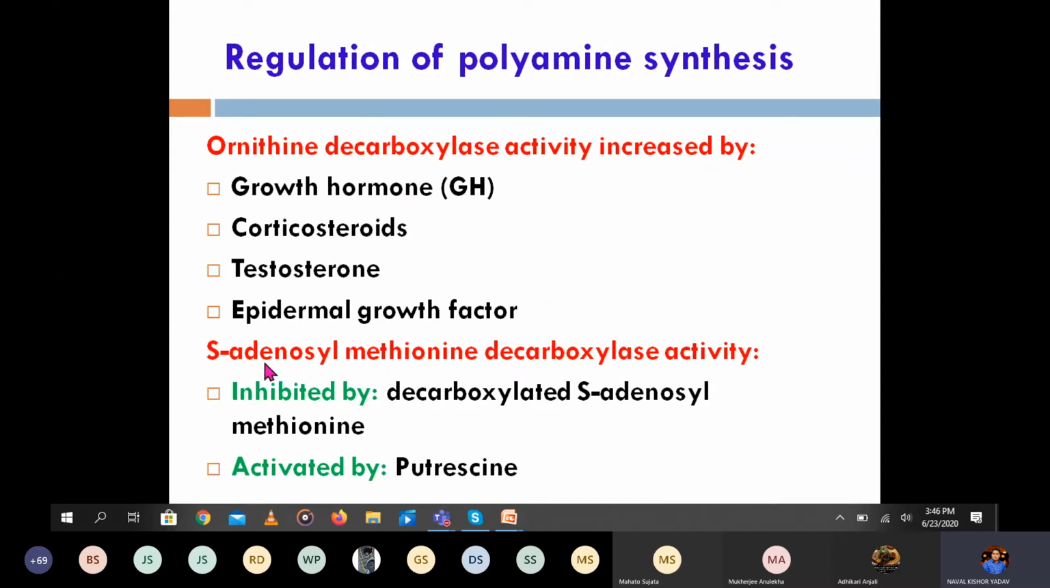The second enzyme, as I said, is S-adenosyl methionine decarboxylase. Its activity is inhibited by the product itself, as I said before, decarboxylated S-adenosyl methionine, and activated by the putrescine. If more putrescine is formed from the ornithine, then this activates the S-adenosyl methionine decarboxylase enzyme and helps in the formation of polyamines like spermidine and spermine.